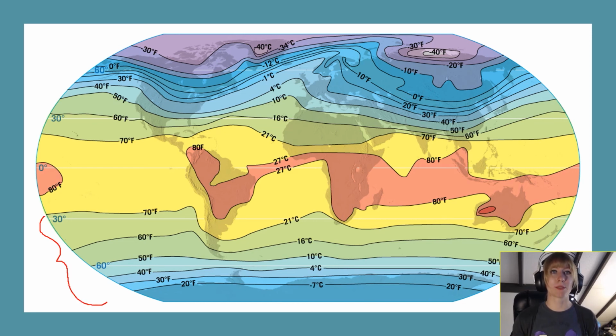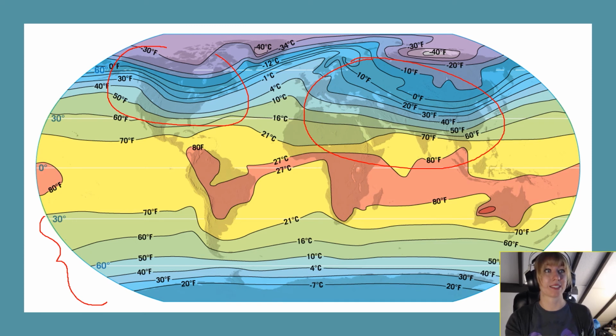Part of it is because there's less land in the southern hemisphere. Part of it has to do with how many mountains we have up here. There are a lot of mountains. And generally, yeah, a lot of land versus less land.